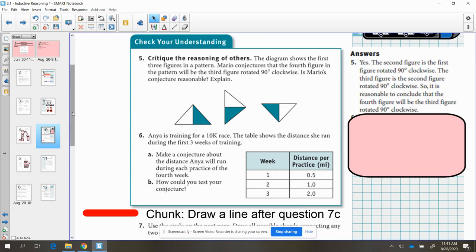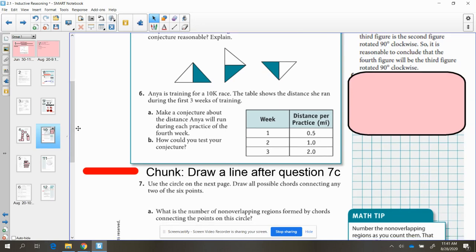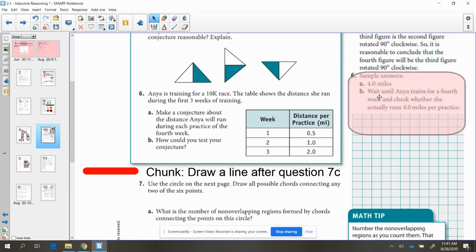Right, try number 6 on your own for a second. What do you think the conjecture would be? Hopefully you're noticing that each time it seems like she is doubling her distance. And for part B, there is a way you could check that: just go out and watch her. Check her records. See if we check out her Apple Watch or her Fitbit, did she actually run 4 miles that week, to see if the pattern is continuing.